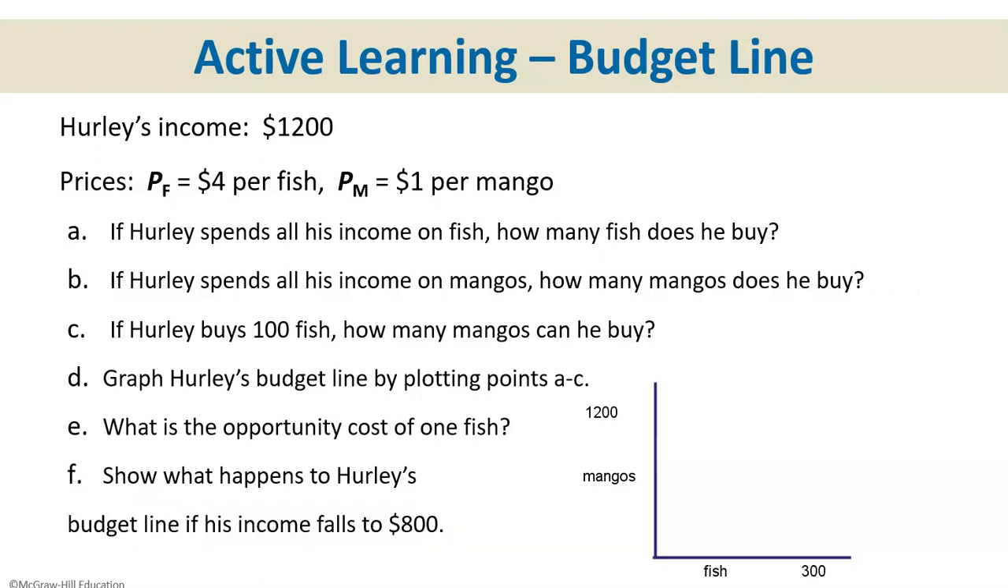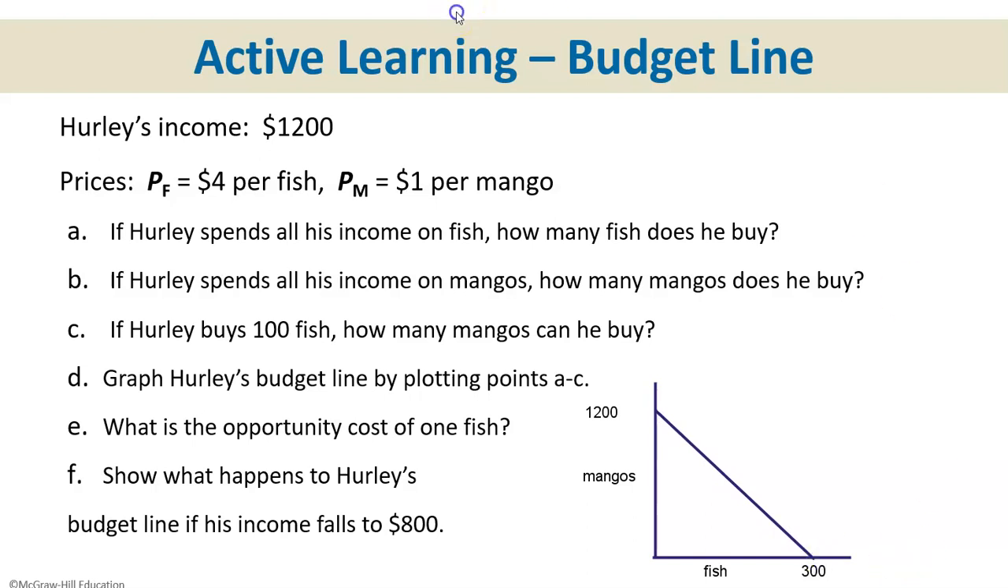Now when we make our graph, we're just going to take our end point from A. He purchased 300 fish, and I put fish on the bottom axis here. So we'll have an end point right here at 300. And then B, he purchased 1,200 mangoes, and I just put 1,200 on my graph right here. And so our end point for mangoes will go right here if he spends all his money on mangoes, and you just connect the two.